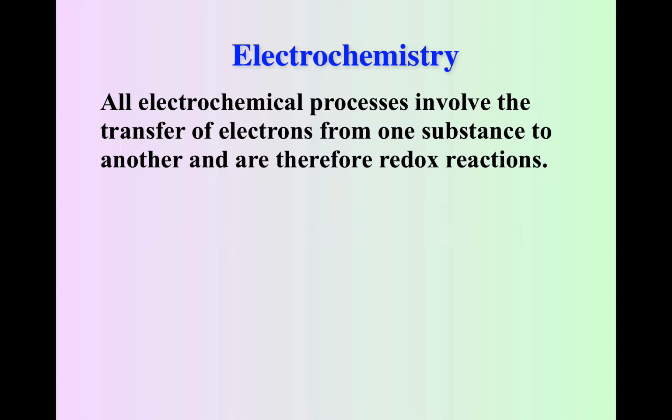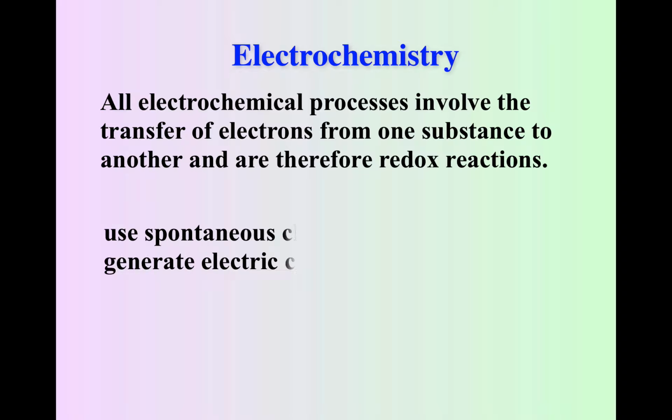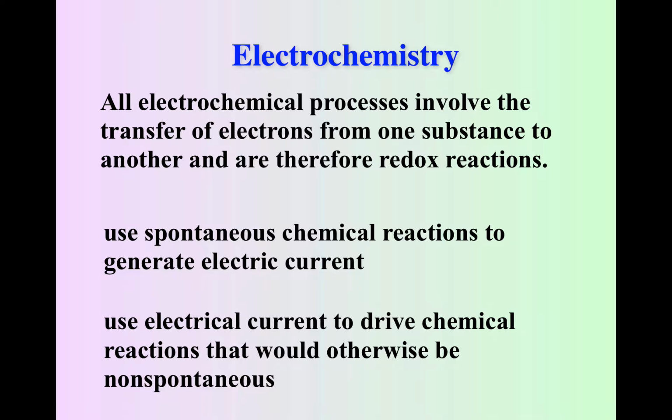Electrochemistry is about using redox reactions to generate electrical current and about using electrical current to drive redox reactions forward. So that's what we're going to be doing with electrochemistry. All electrochemical processes involve the transfer of electrons from one substance to another, a redox reaction. So again, we use spontaneous redox reactions to generate current, and we use electrical current to drive non-spontaneous redox reactions.